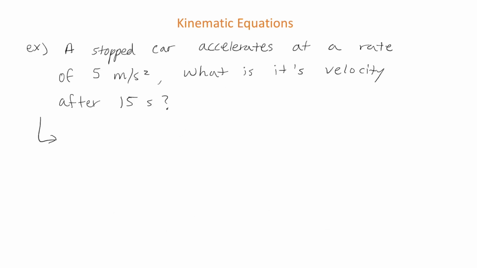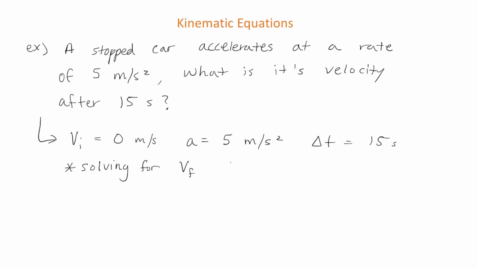Let's do a quick example. Here we have a stopped car which accelerates at a rate of 5 meters per second squared. And we want to know what is the car's velocity after 15 seconds. Let's write what was given. We know the initial velocity is 0 meters per second, the acceleration is 5 meters per second squared, and delta t is 15 seconds. We also know we're solving for Vf, the object's final velocity.